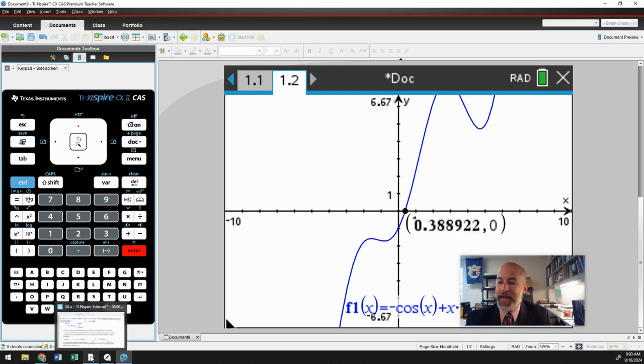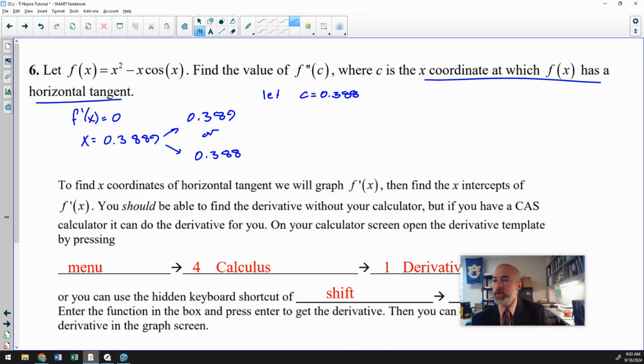That x-coordinate is now bold, and if you hover over it, it confirms that you did indeed link that as C. I'm going to go back to my work here. I now need to find the value of f double prime of C, and I can write C because I have in my work that C is equal to 0.388. If you don't write that, then you need to say f double prime of 0.388. So I'm going to write f double prime of C.